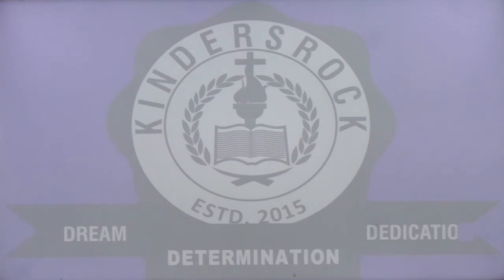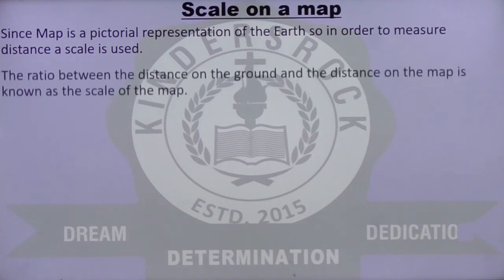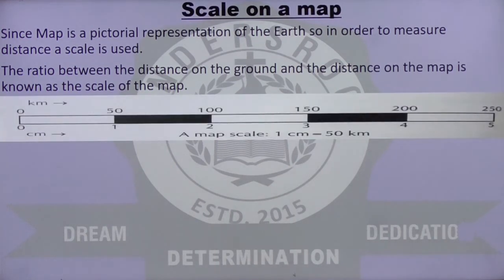Now let us look at scales on a map. A map does not represent the entire space that the earth covers. So how do you basically proportionate the space? Since a map is a pictorial representation of the earth, in order to measure distance, a scale is used. Always remember, a map is a pictorial representation of the earth. So in order to measure distance, a scale is used. The ratio between the distance on the ground and the distance on the map is known as the scale of the map.